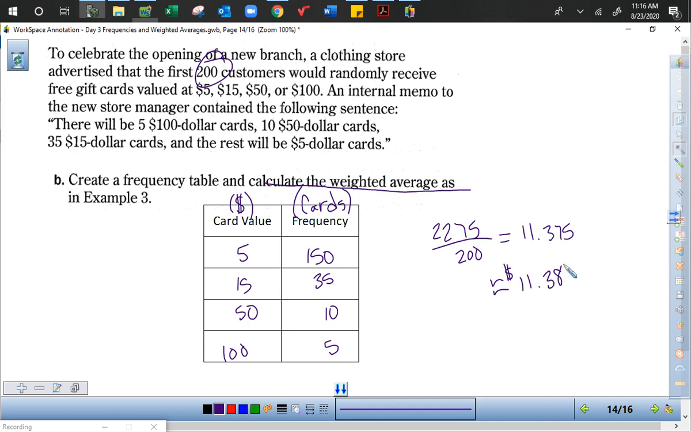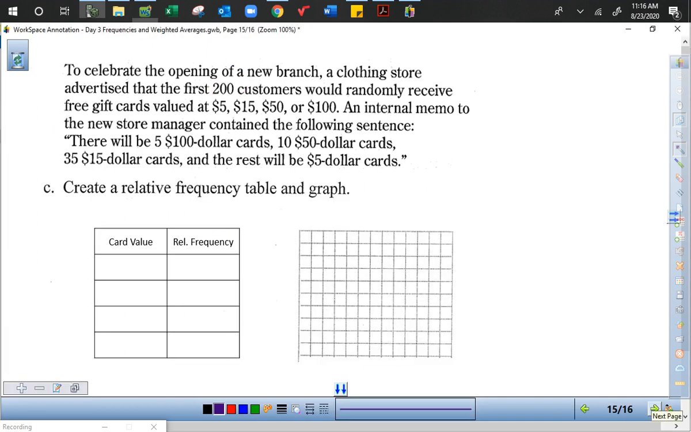This is another situation where the average value doesn't really mean a whole lot, in terms of this isn't actually happening. You're going to go in and get either a $5 card or a $50 card. You're not going to get one that's worth 11.38. Instead, this is what the clothing store is spending per person of these 200 people. Now with this, what we're going to do is create a frequency table.